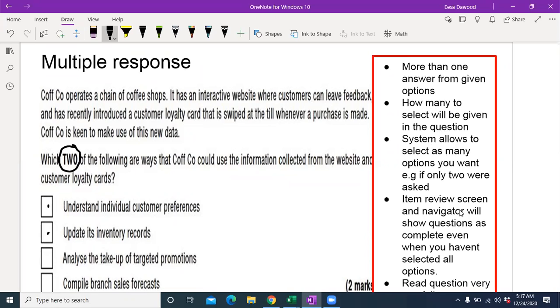So you need to read the question very carefully to know how many options you need to select, because the system allows you to select as many options as you want. The system won't give you any warnings if you're selecting 4, however in the question it was 2. So you need to be very careful because there are no warnings by the system. And for example, if you're selecting only 1 and you were supposed to select 2, the item review screen and navigator will show the question as complete even then, though you have only selected one option. So you need to be very careful that after reading carefully, you select the right answer.